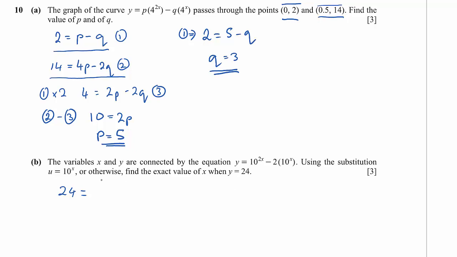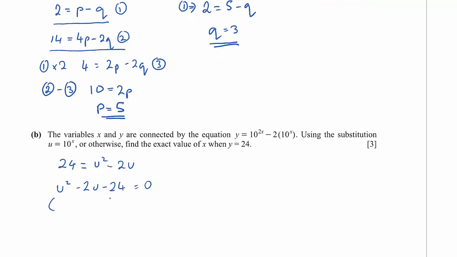so 10 to the 2x would be u squared, take away 2u. So I've got u squared minus 2u take away 24 is equal to 0. So that's going to give me u and u. I think 6 and 4 would be a good way to make 24 here, because I can then go minus and plus. So u equals 6 or u equals negative 4.